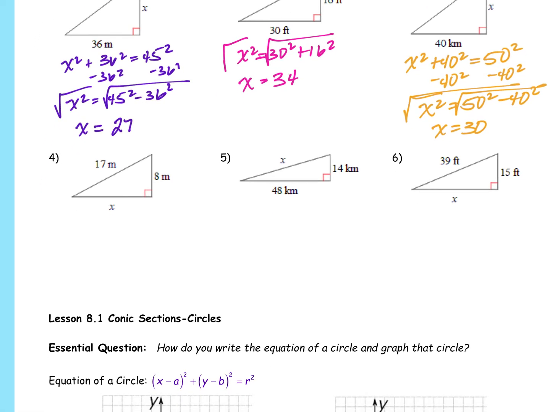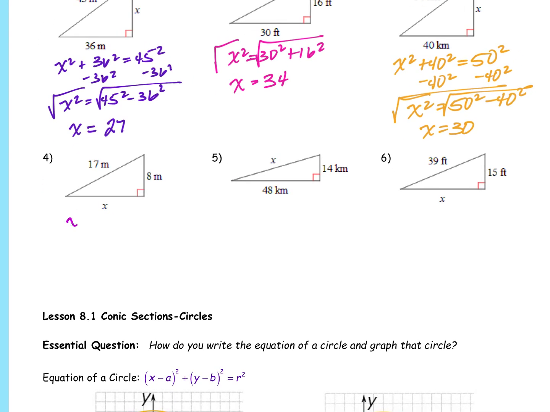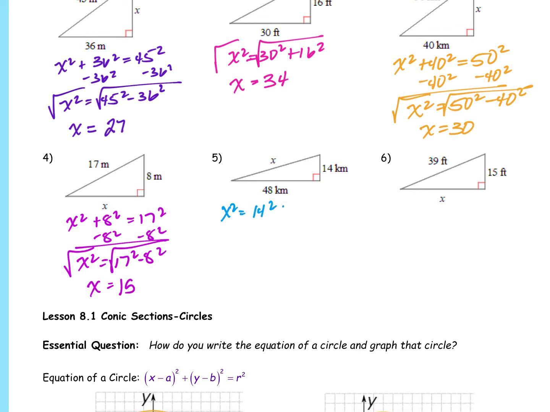For number 4, I've got, what do I have? X squared plus 8 squared equals 17 squared. Subtract 8 squared. X squared equals 17 squared minus 8 squared, square root. And that means X is going to equal, what number am I on? 4? 15. Beautiful. And number 5, X squared equals 14 squared plus 48 squared. Square root that. And X is going to equal 50.